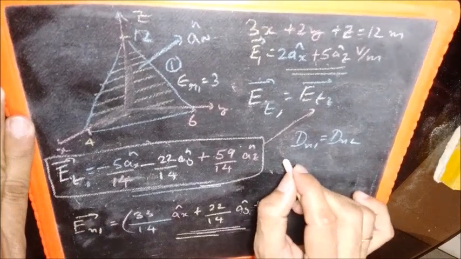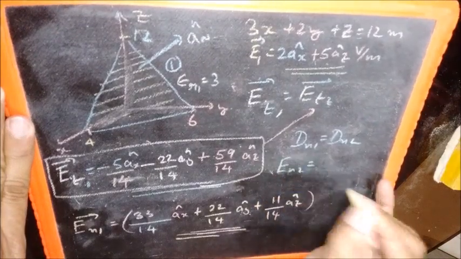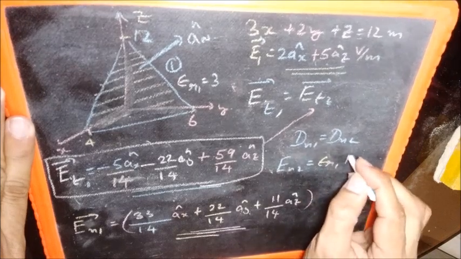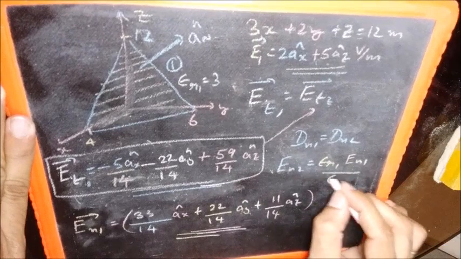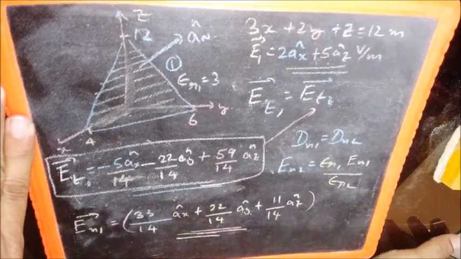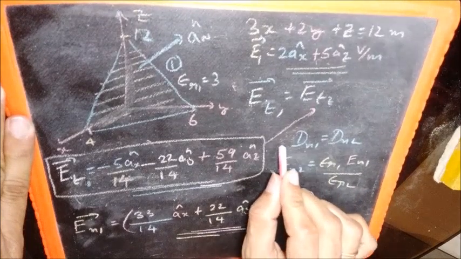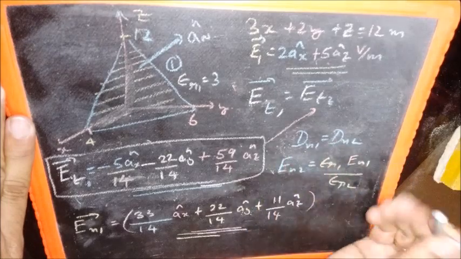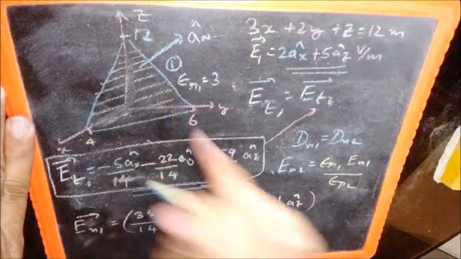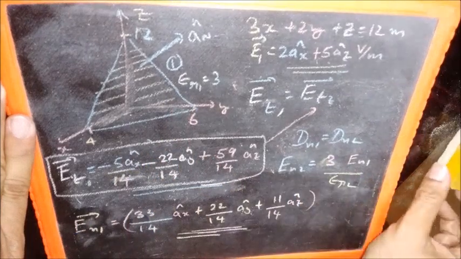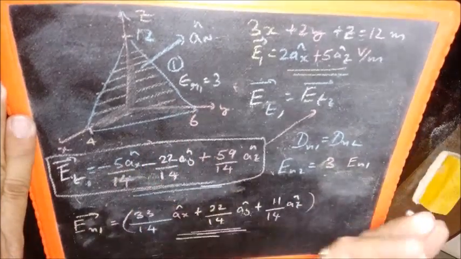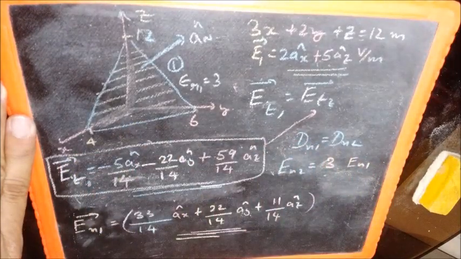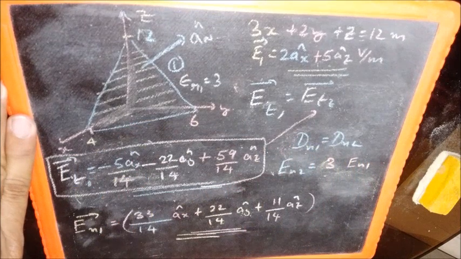That means En2 is equal to epsilon R1 En1 divided by epsilon R2, because this is epsilon R1 En1, this is epsilon R2 En2, and epsilon naught gets cancelled. Epsilon R1 is 3, epsilon R2 is 1, because this side of the interface is free space, as it is mentioned in the statement of the problem that it is a dielectric free space interface.